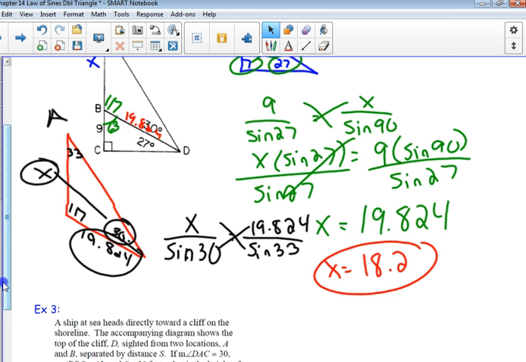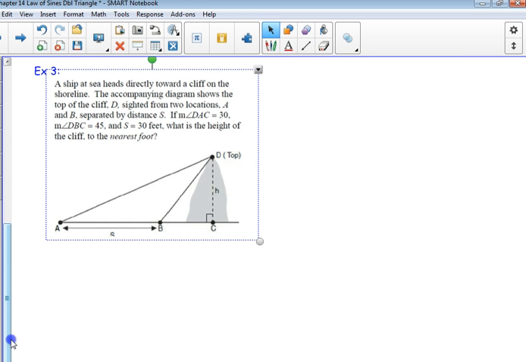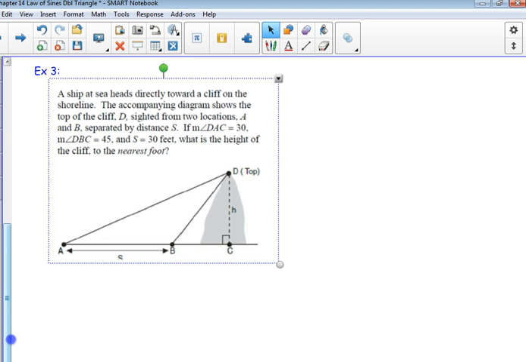Okay, here's the last one I want to do. And you guys try a lot of this by yourself. All right, let's make sure we label it correctly and then I'll have you go from there. So, this one's talking about a ship at sea, with distances from A and B, this is S.